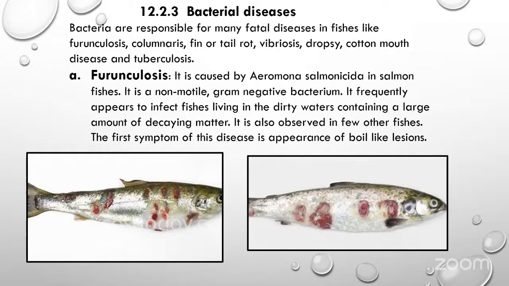mostly in salmon fishes. It is a non-motile gram-negative bacterium. It frequently appears to infect fishes living in dirty waters containing a large amount of decaying matter. It is also observed in a few other fishes. The first symptom of this disease is the appearance of boil-like lesions. If you observe how the affected fish looks, you can see the lesions on the body surface.